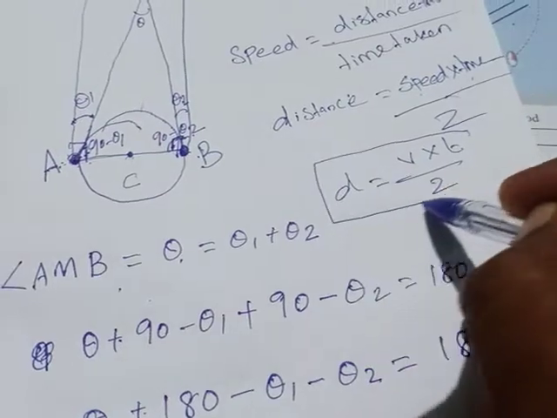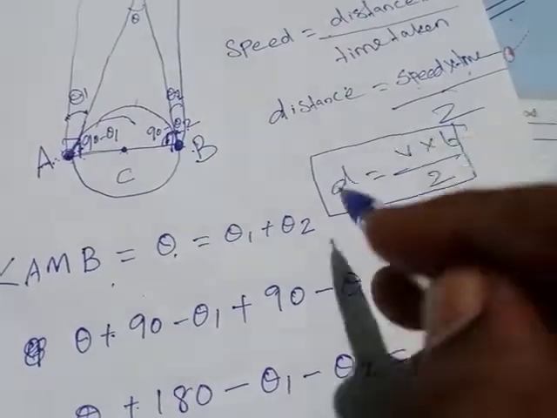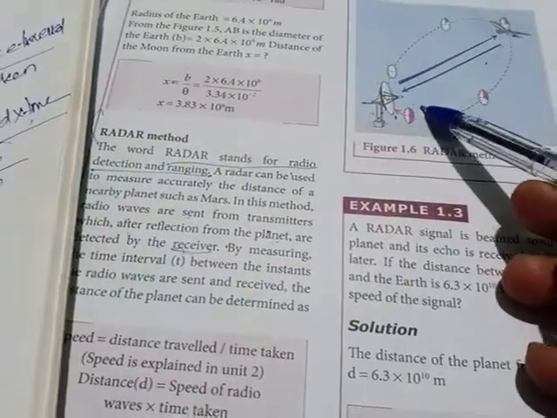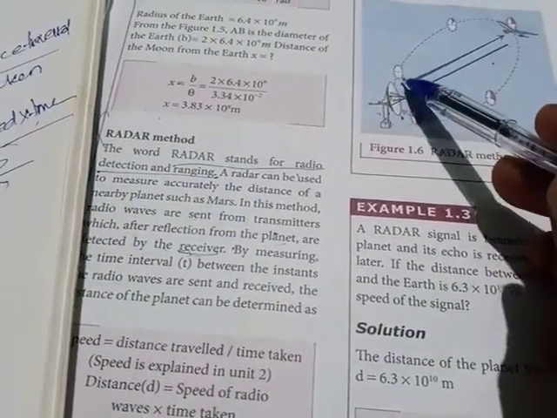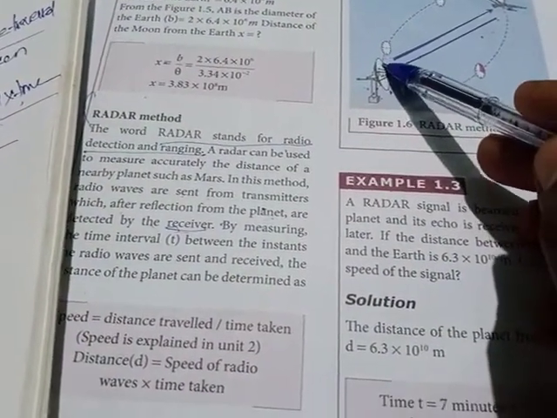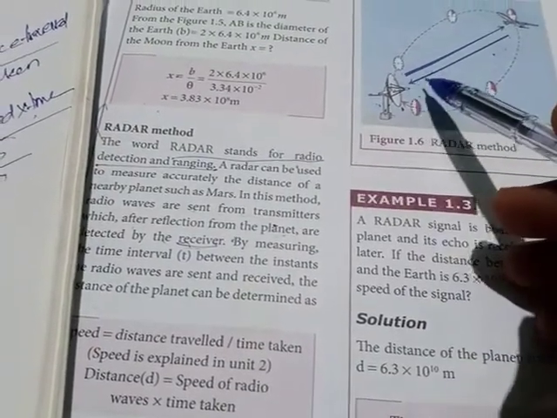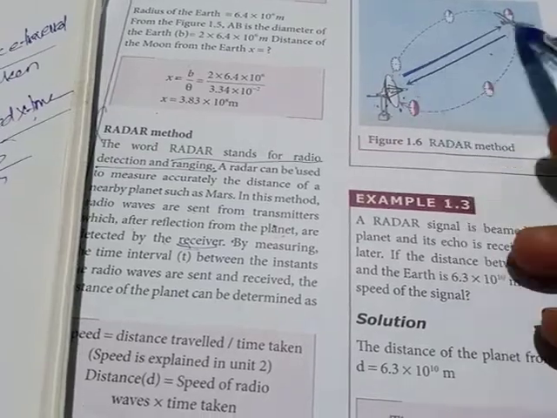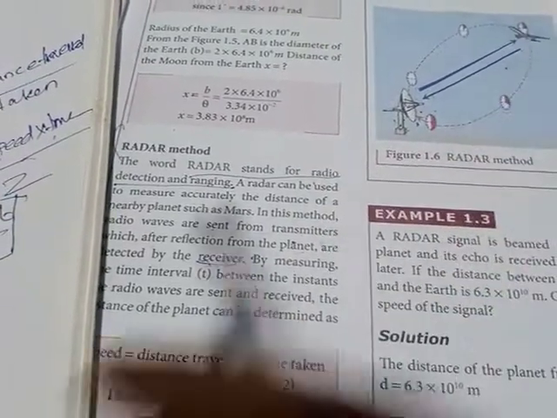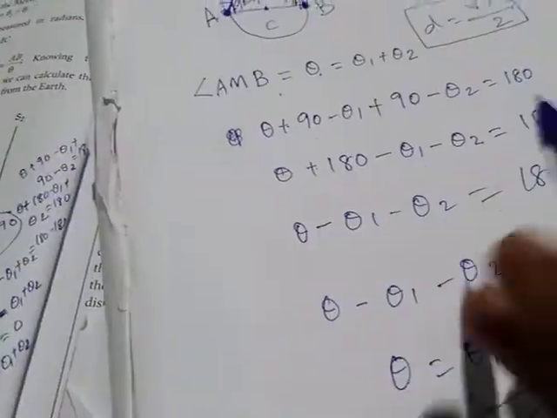Why divided by 2? Because here they are measuring the time taken from the transmitter to the flight, and again back to the receiver. So that is why here they are using divided by 2.